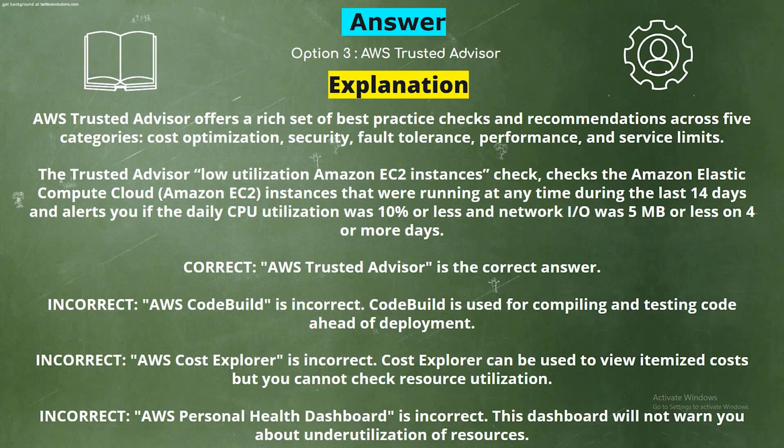Correct. AWS Trusted Advisor is the correct answer. Incorrect. AWS Code Build is incorrect. Code Build is used for compiling and testing code ahead of deployment. Incorrect. AWS Cost Explorer is incorrect. Cost Explorer can be used to view itemized costs, but you cannot check resource utilization. Incorrect. AWS Personal Health Dashboard is incorrect. This dashboard will not warn you about underutilization of resources.